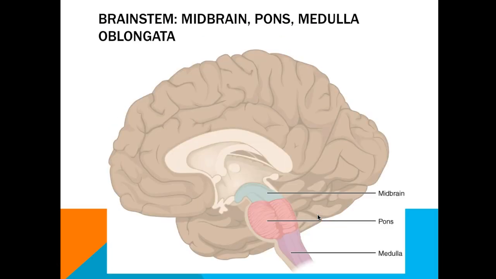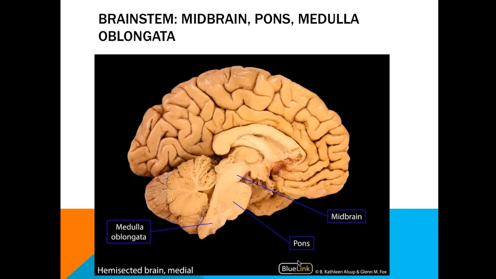Here's our cerebellum. Here's just another illustration of a mid-sagittal view of the brain, where we would be able to see the midbrain of the brainstem, pons of the brainstem, and the medulla oblongata of the brainstem. I wanted you to be aware of what this looks like in a mid-sagittal view so that we understand how we can view it from different perspectives. Here's a cadaveric view of that brainstem. We have the midbrain superiorly, the pons in the middle, and the medulla oblongata inferiorly.